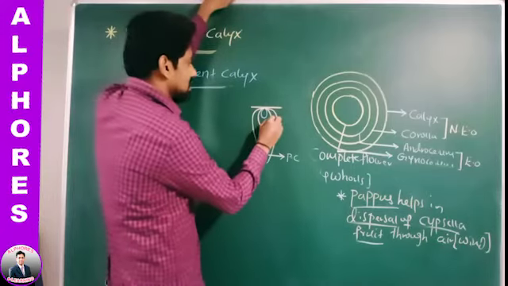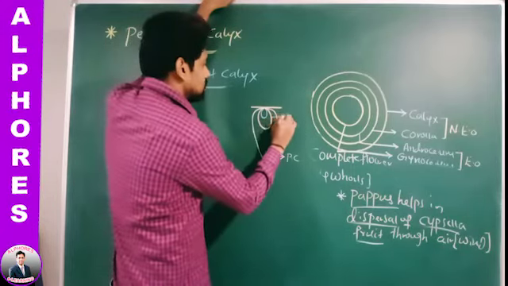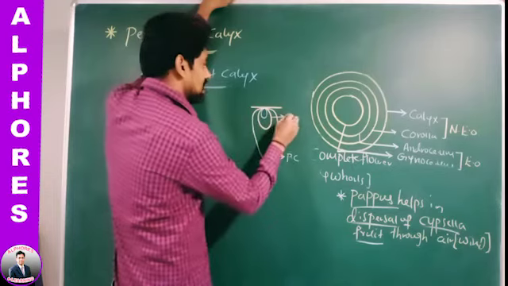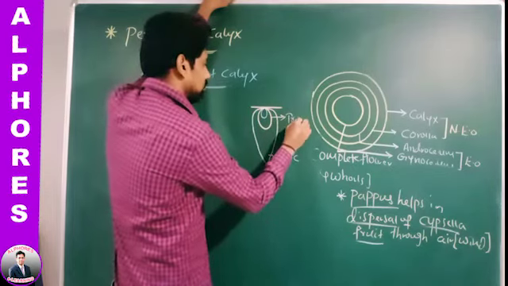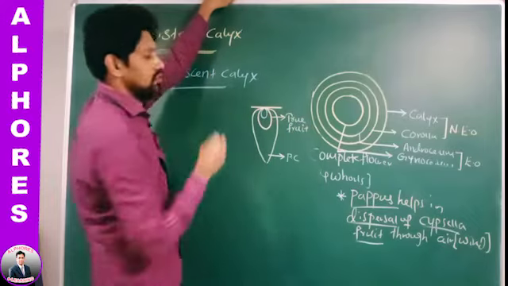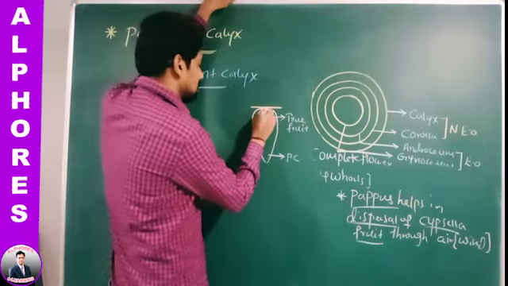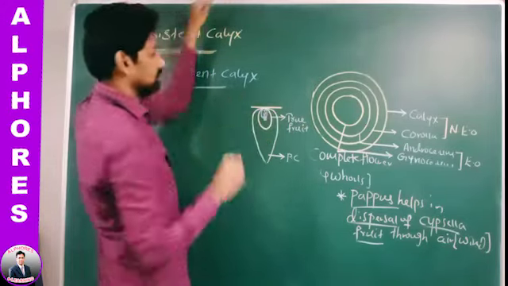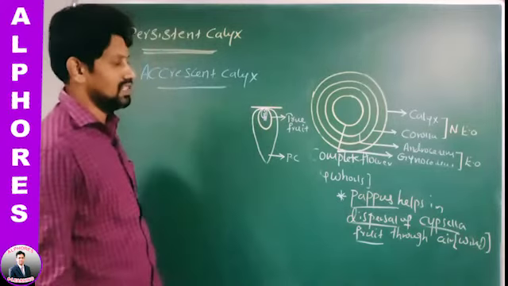Sir, what is this? This is a true fruit. What is this one, sir? True fruit. This is a true fruit. I already told you, this is the seed. Okay, this blue one, that is the seed.